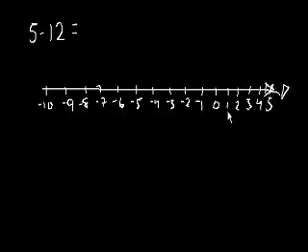Okay, 5 minus 12. So if we start at 5, let me use a different color. We start at 5 right here, and we're going to go to the left 12 because we're subtracting 12. So we go 1, 2, 3, 4, 5, 6, 7, 8, 9, 10, 11, 12. Negative 7.